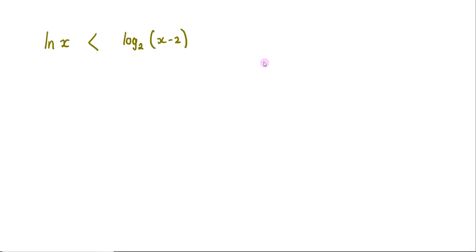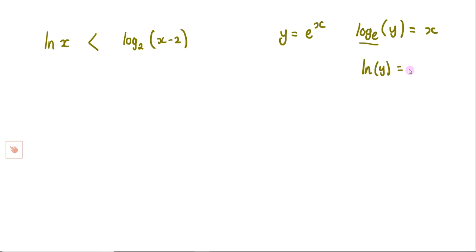What does the natural logarithm relate to? What's its inverse? What do we use it to solve? Right, so if I write y equals e to the power of x, the inverse function of that is log to the base e of y equals x, yeah? All right. Log to the base e, however, is written as the natural log of y equals x.